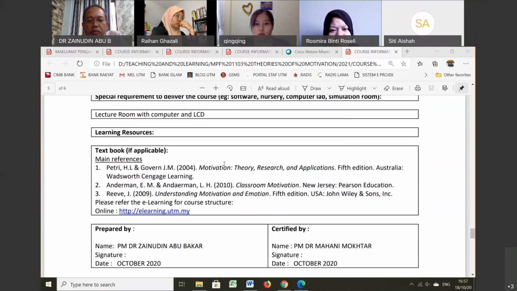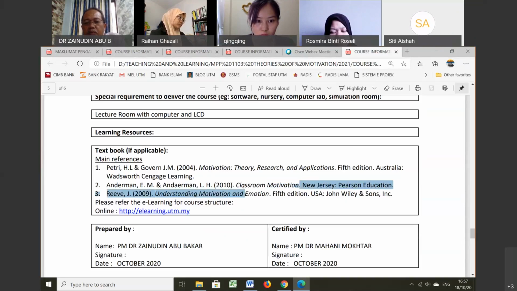With the title Motivation: Theory, Research, and Application, this is a good book. And then we have Ormrod, 2010. This is about classroom motivation.